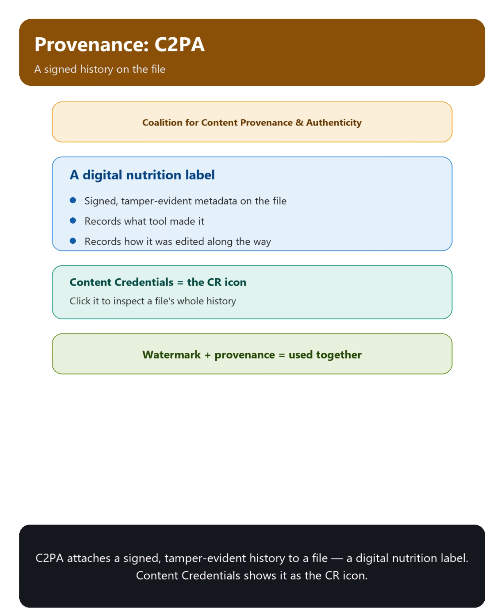Let us talk standards, because 2026 is the year they matter. The big industry effort is C2PA, the Coalition for Content Provenance and Authenticity. Instead of hiding a statistical signal, C2PA attaches signed, tamper-evident metadata to a file, a kind of digital nutrition label that records what tool made it and how it was edited. The related content credentials standard puts a small CR icon on images so anyone can inspect that history. Watermarking and provenance metadata are complementary, and most serious systems now use both together.